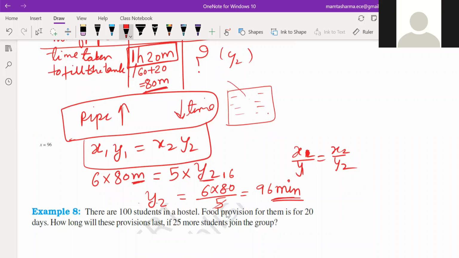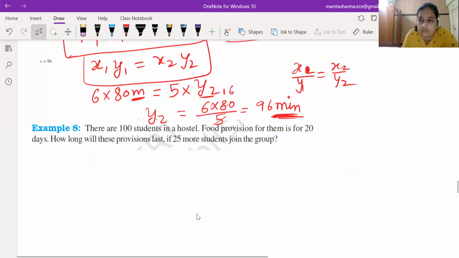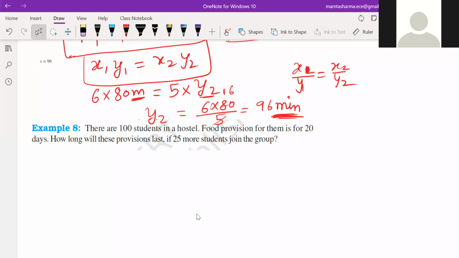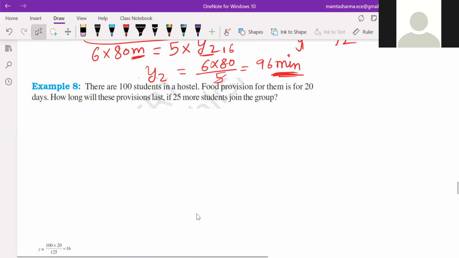Be careful while writing this unit. If here y1 is in minutes, the answer will come in minutes. If you are converting this into hours, then the answer will come in the hour unit. So in this chapter, only unit conversion is important. The rest of the procedure is very simple.